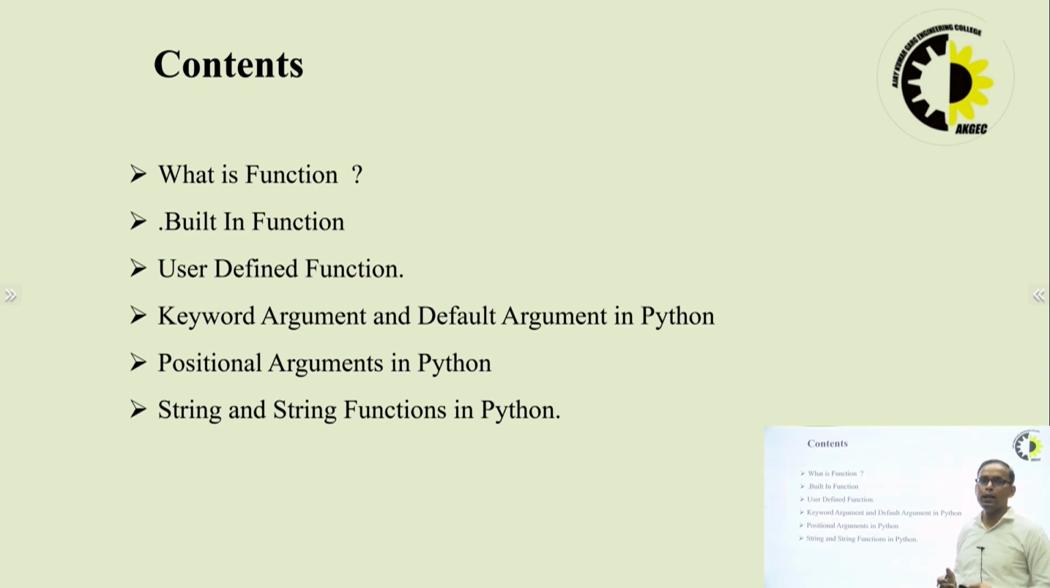And after that, different types of parameters or arguments passed to the function. First is the keyword argument: what it is and how we can use it. Second is the default argument: how the default argument is passed in the function and how we can use it. And third is the positional argument in Python. So keyword arguments, default arguments and positional arguments in Python are basically used to pass values inside the function. We will discuss this, and after that we will see strings: what a string is, and what different types of string methods or string functions are available in Python programming language.